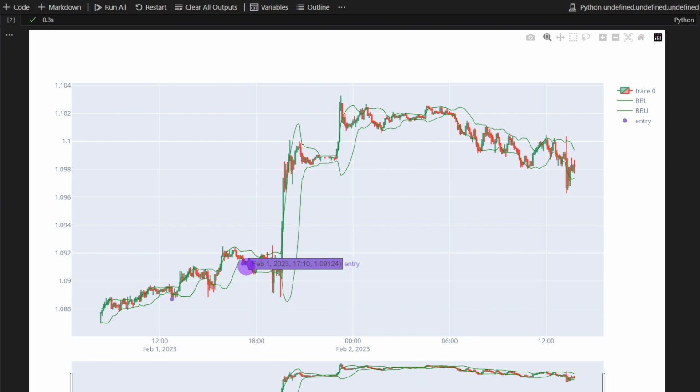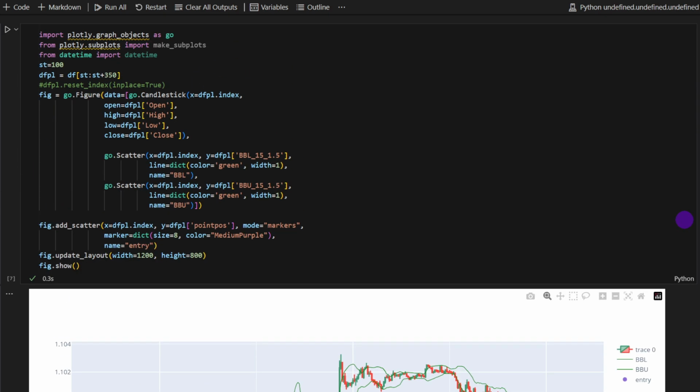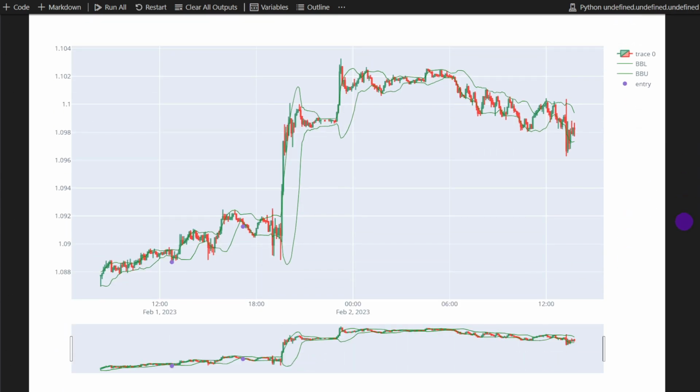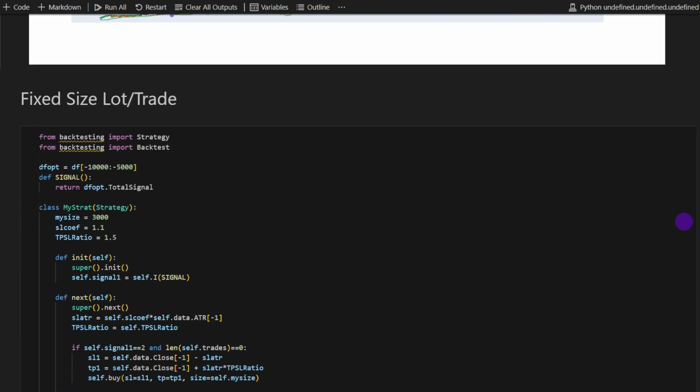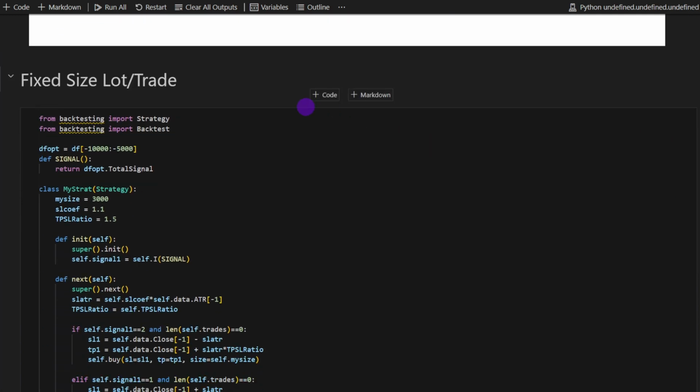This is the purple point. That's a long signal. It's a good one. It's going up and we close below the Bollinger Band and we can see that the price continued up. This one is also a good signal, so it's a long signal as well. So actually it's not bad as a strategy, but the strategy is not the focus point of this video. I just want to focus on the lot sizing.